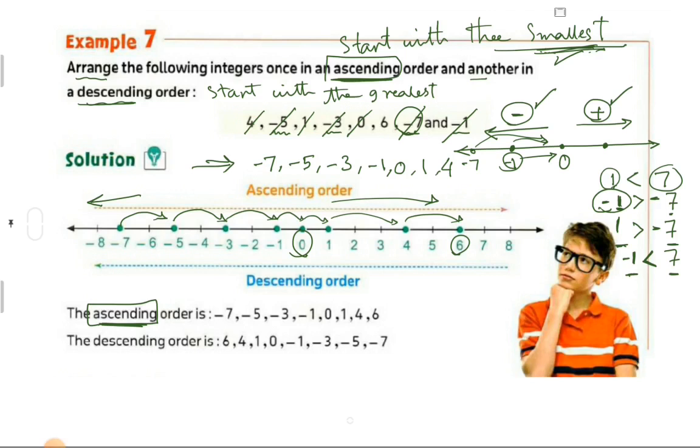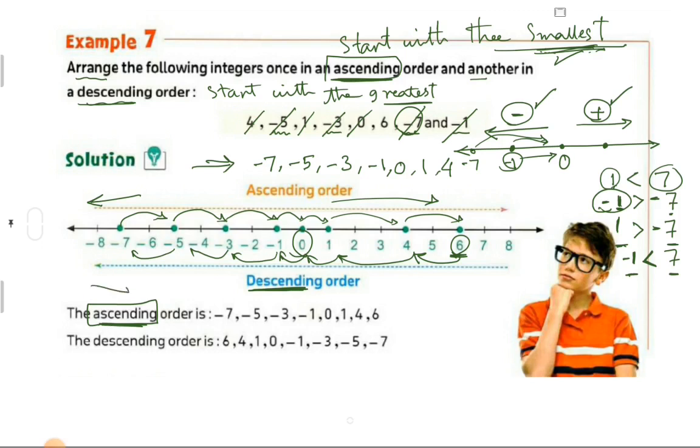So if we need to make it descending, you start with the greatest one. The greatest one here is 6. Next 4. Next 1. Next 0. Next minus 1. Next minus 3. Next minus 5. Next minus 7. Okay? Let's see about the final result.